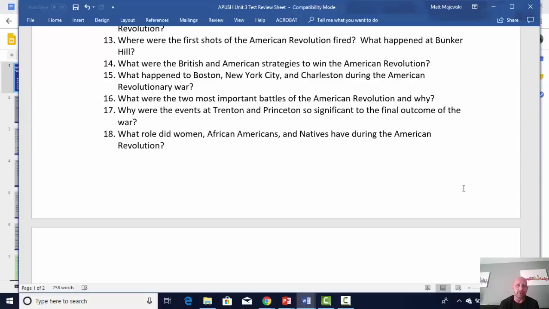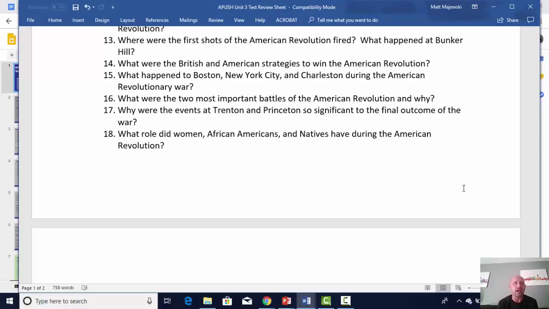Number 16, what were the two most important battles of the American Revolution and why? It was the Battle of Saratoga, midway through the war. It's the turning point. After the Americans win that, it brings the French in. The French believe the Americans have a chance to win, and it's worthwhile enough for them to support the Americans in order to make the British weaker.